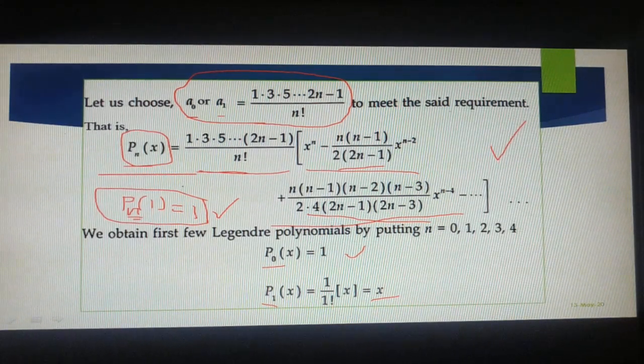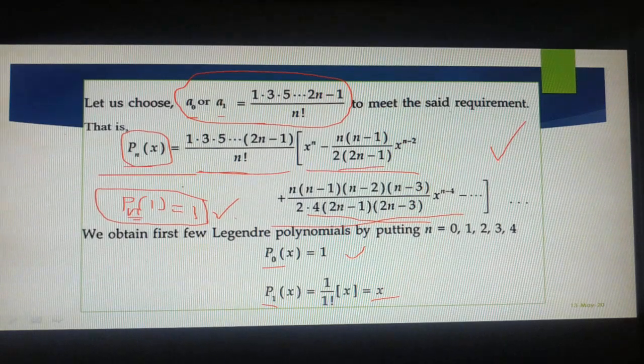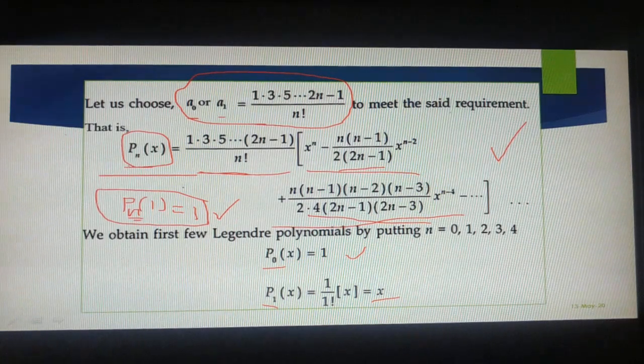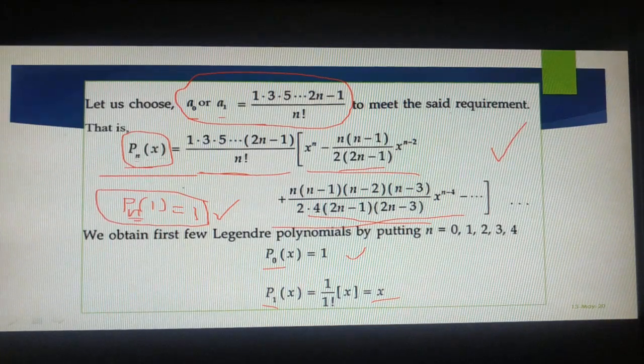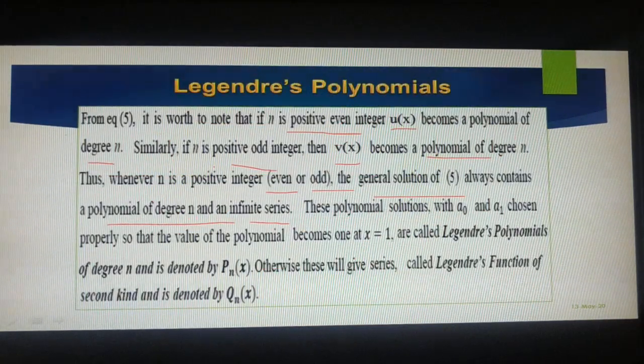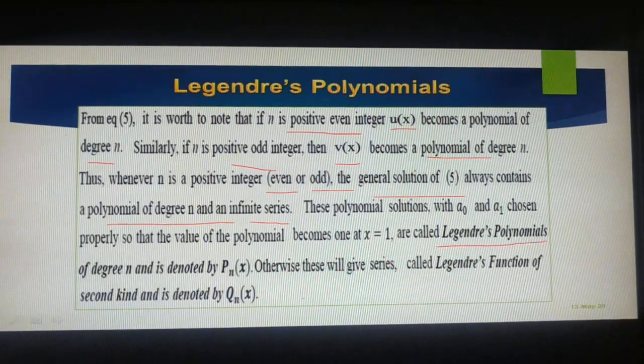And one more thing, you need not remember this. Please wait for the next class to see how you are going to overcome this particular problem. But anyway, I hope you understood. When n is an integer, please take it as Pn of x, Legendre's polynomials. This is called the first kind of Legendre's polynomials. These are Legendre polynomials of degree n, denoted by Pn of x.